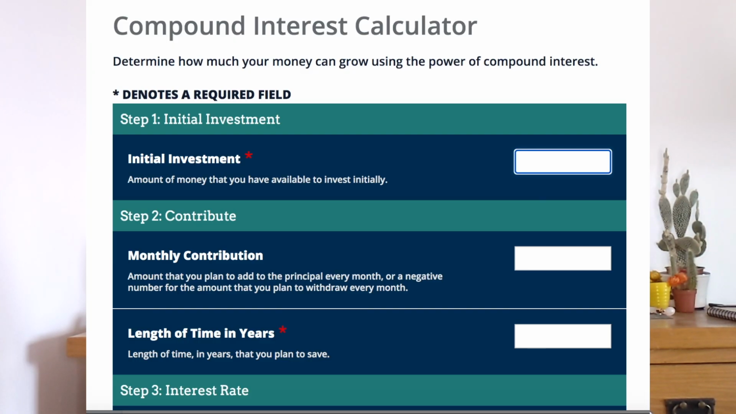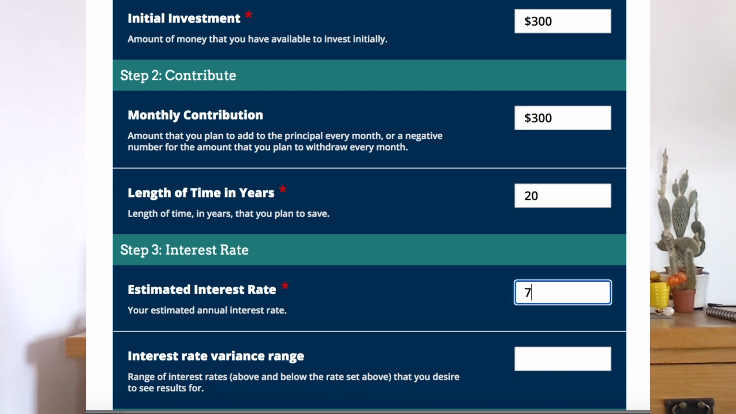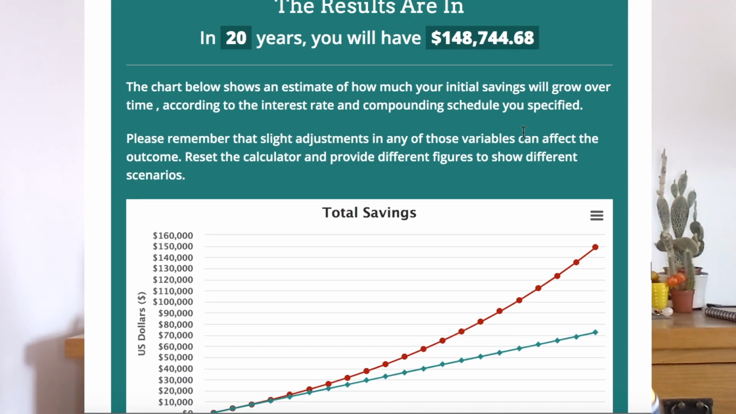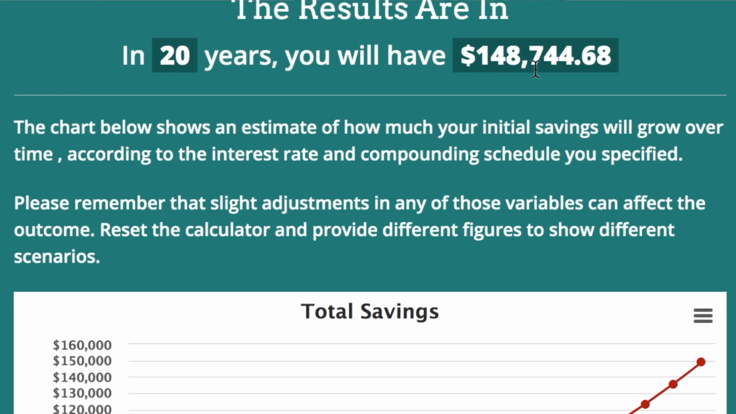So let's assume that you are 40 years old nowadays, and at this point in your life you can afford to put aside $300 every single month and use a compound interest. So your initial investment is $300 and your monthly contribution is the same $300. The length of time in years would be 20 years, so we assume that you want to retire at the age of 60, and your estimated interest rate is the same 7% per year, assuming that you invest $300 into the S&P 500 every single month. We see that by the end of your investment term, you will get $150,000 in your bank account.